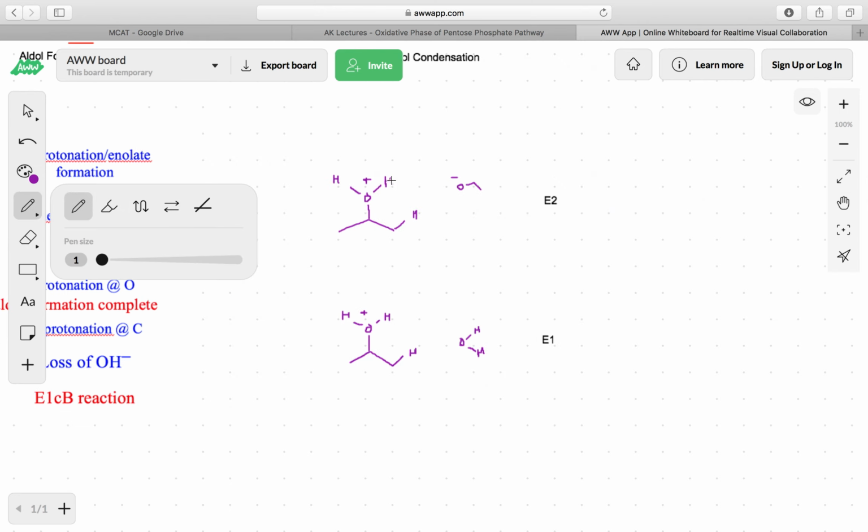For an E2 reaction, you have a strong base, and you have a good leaving group. So your base is going to attack, grab the proton, double bond is formed, and the leaving group is kicked off in a concerted mechanism.